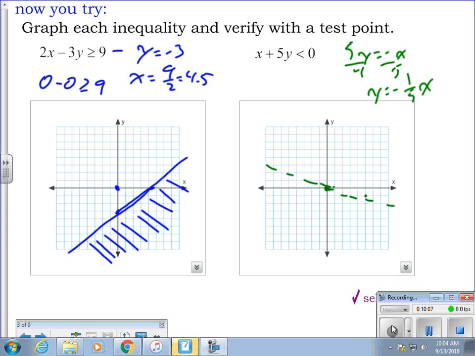Okay. Pick a point. The origin obviously doesn't work because it goes through the origin. Once again, the second easiest number is 1, 1. If I know it doesn't go through 1, 1, I pick 1, 1. Is 1 plus 5 times 1 less than 0? No.